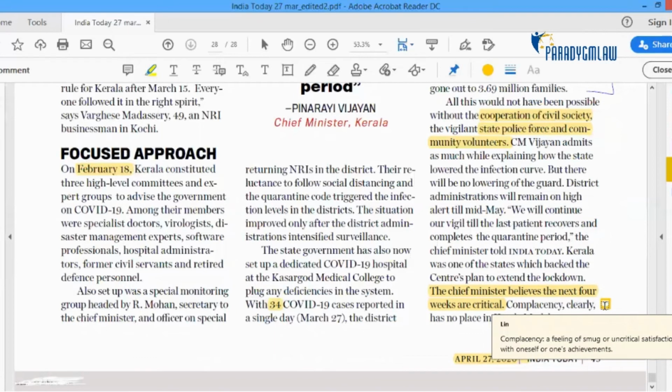Complacency is very simple. It's a feeling of smugness or uncritical satisfaction with oneself or one's achievements. Here, complacency has no place in the Kerala model 2.0 is how the author ends the article. The India Today magazine has covered coronavirus in depth, and it's important for us to understand what domestic steps were taken. So, in my next session, I think we will focus a little bit on implementation of the lockdown and so on.